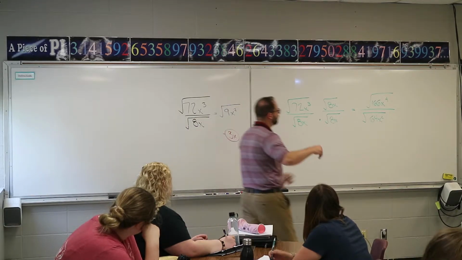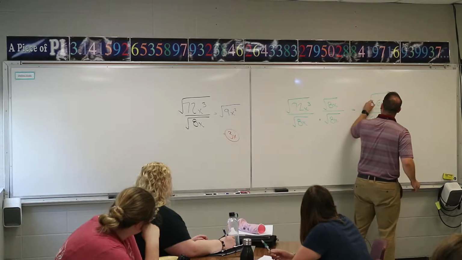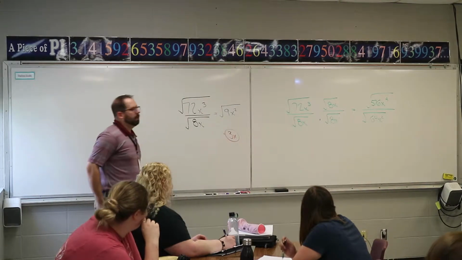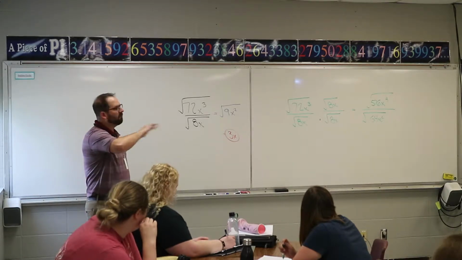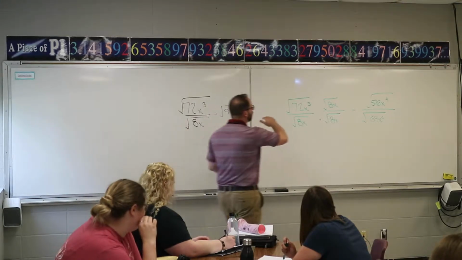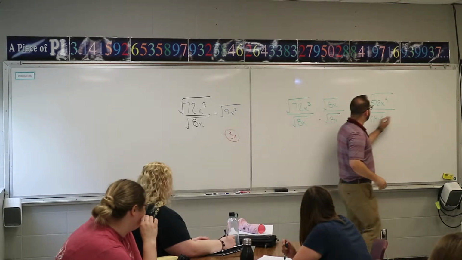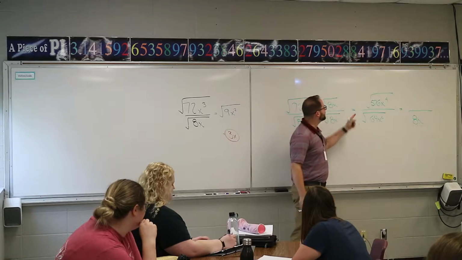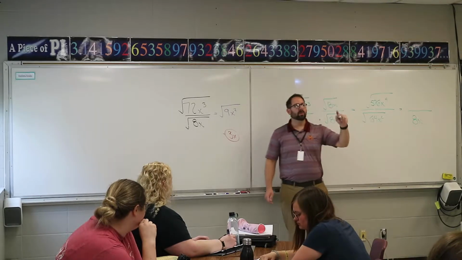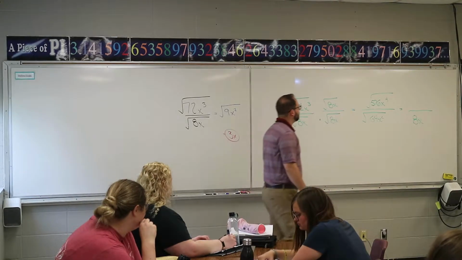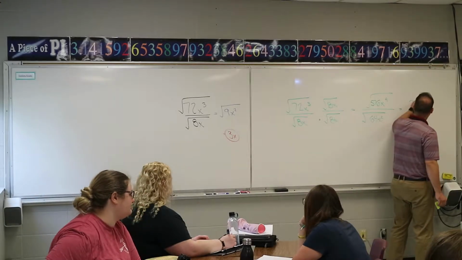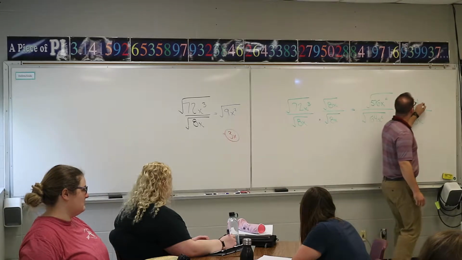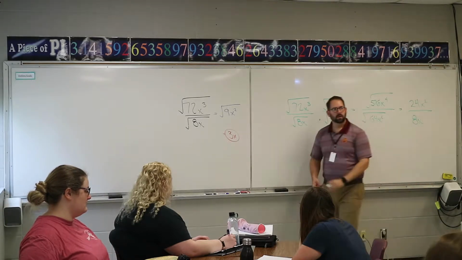72 times 8. Oh, 576. Jeez, what am I doing? I don't know what I just did for 7 times 8. All right, anyway. So that's just multiplying straight across. This simplifies to be 8x, because that's the square root of 64x squared. The top, 576, is a perfect square. It's 24. That's the square root of 576, and the square root of x to the fourth is x squared.